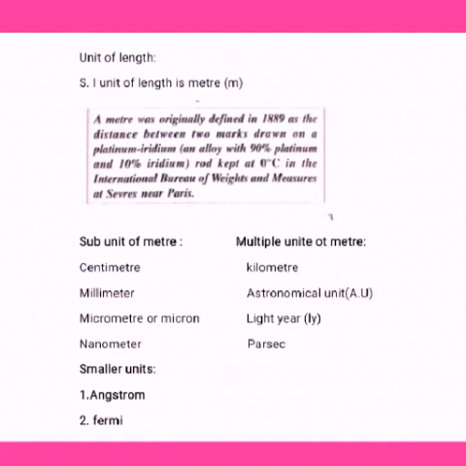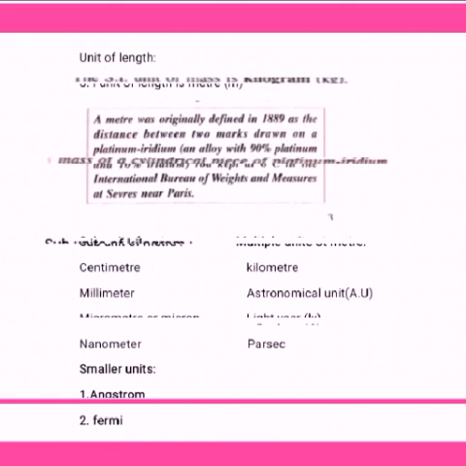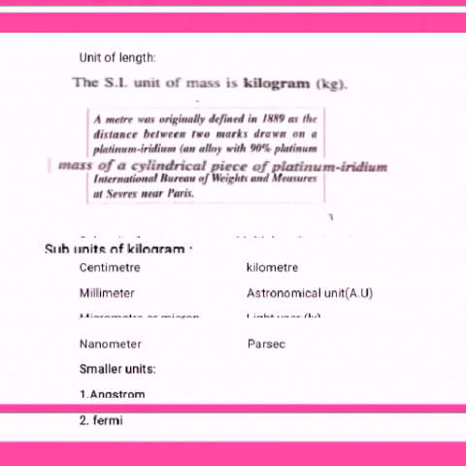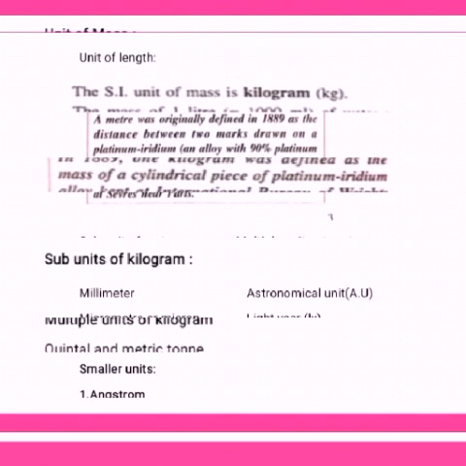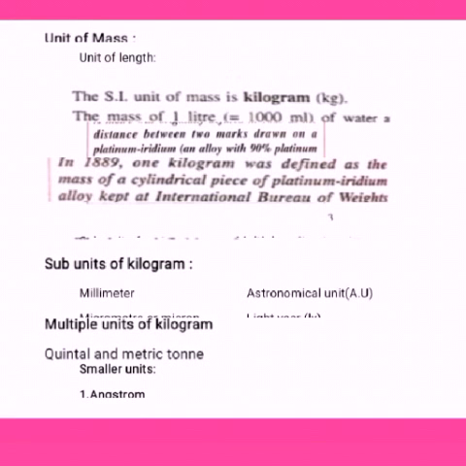Then the subunits of the meter. The centimeter: 1 centimeter is the 100th part of a meter, that means 1 by 100, that means 10 to the power of minus 2 meter. Next, millimeter, mm. 1 millimeter is the 1,000th part, that means 10 to the power of minus 3 meter. Micrometer or micron is the 1 millionth part of a meter, that means 10 to the power of minus 6 meter. Nanometer is 1 by 1 billionth part, that means 10 to the power of minus 9 meter.